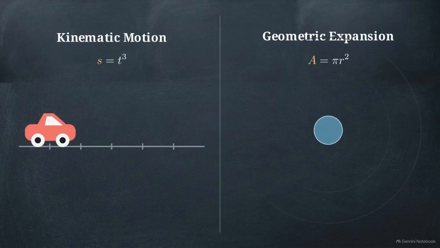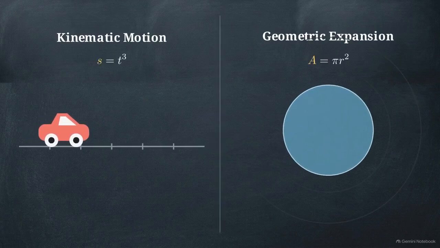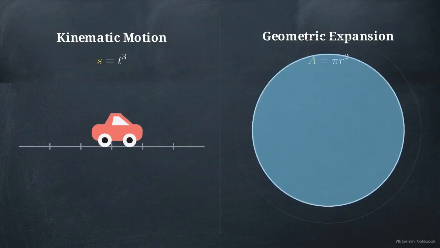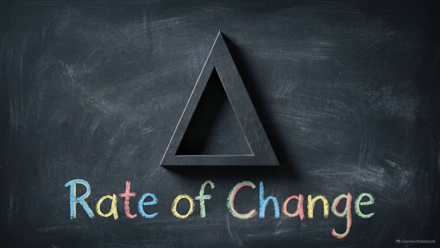A car speeding down a road and a circular ripple expanding in a pond appear to be separate physical events. Despite these differences, both scenarios are governed by the exact same mathematical engine, the instantaneous rate of change. We can see this in how we calculate speed.